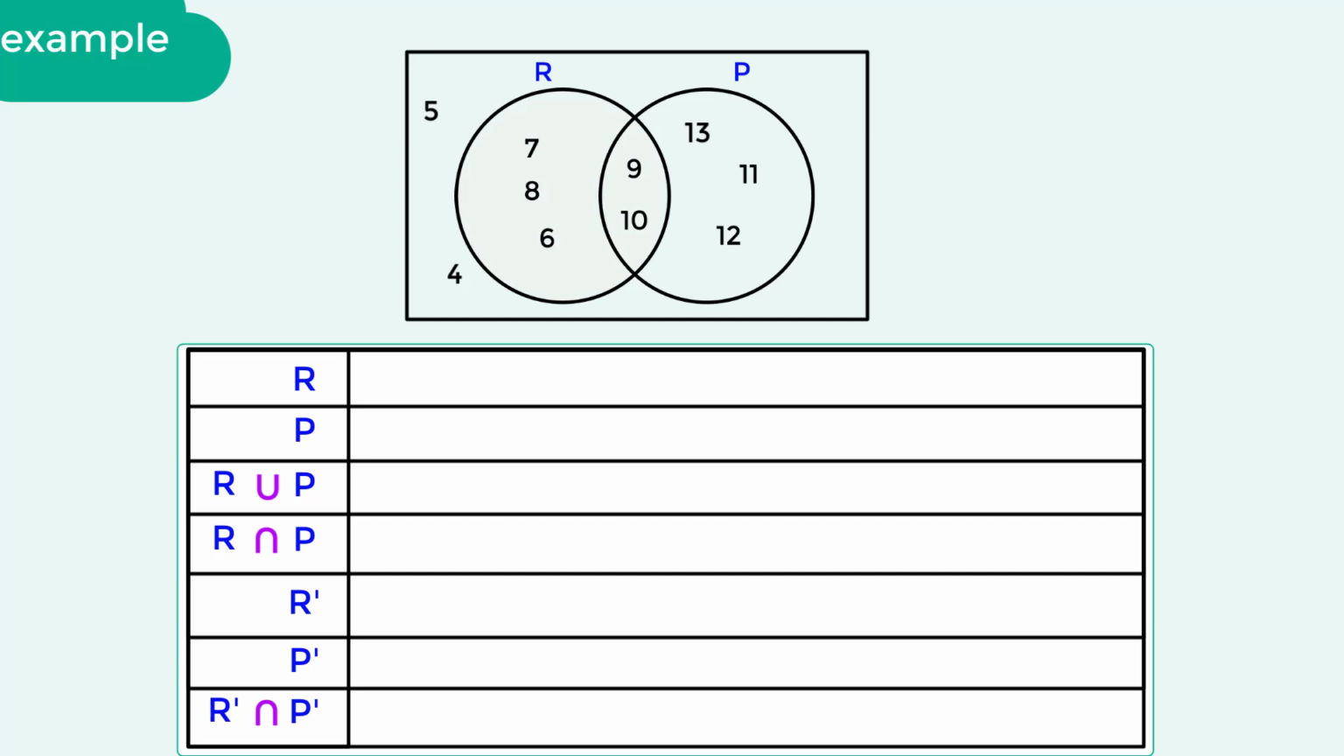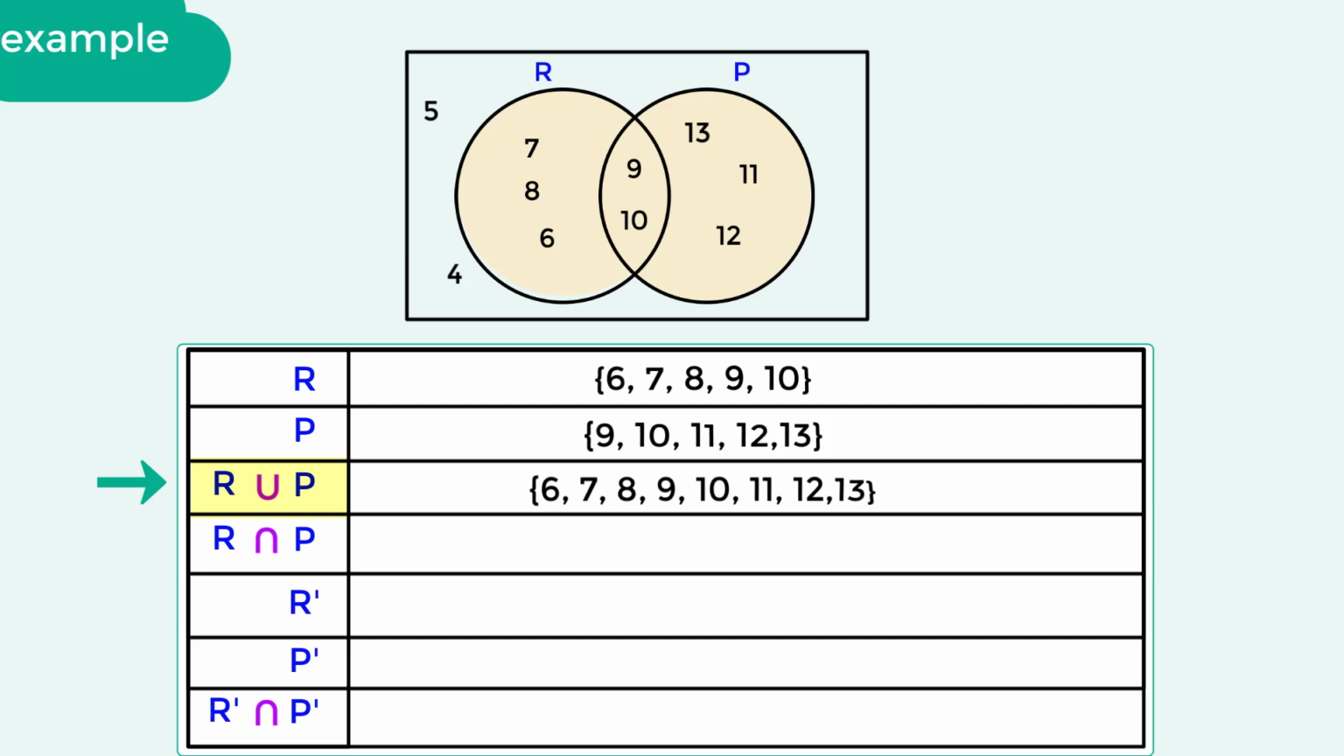From the diagram, the set R contains the elements 6, 7, 8, 9, and 10. The set P contains the elements 9, 10, 11, 12, and 13. R union P is the set containing all the elements of R and P. So this set will be 6, 7, 8, 9, 10, 11, 12, and 13. R intersect P is the set containing all the elements common to both R and P. So this set will include 9 and 10.